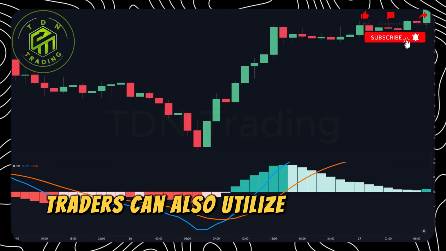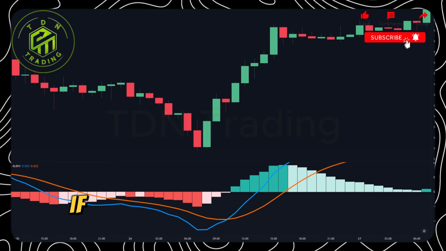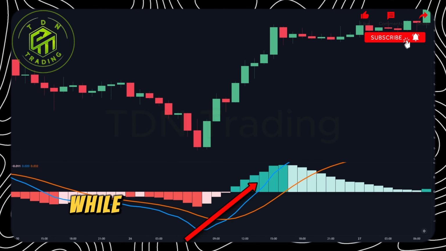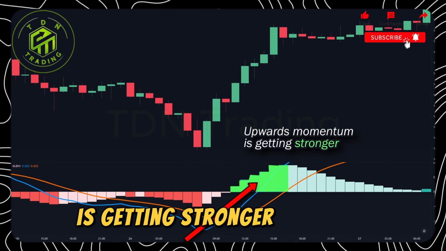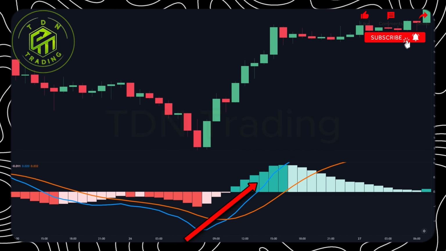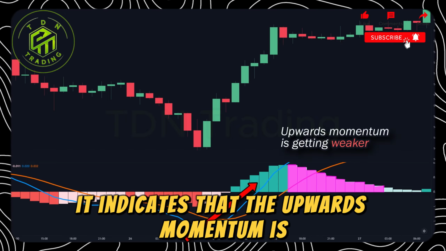Traders can also utilize the size of the histogram to determine the strength of the momentum itself. If the MACD crosses above the signal line, while the histogram is getting larger, it shows us that the upwards momentum is getting stronger. Similarly, if the histogram is getting smaller in size, it indicates that the upwards momentum is getting weaker.